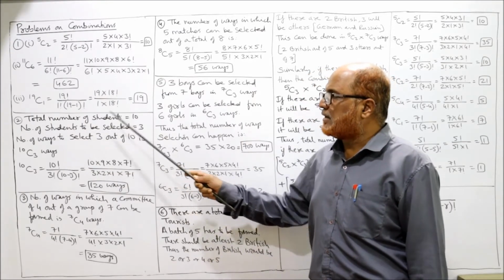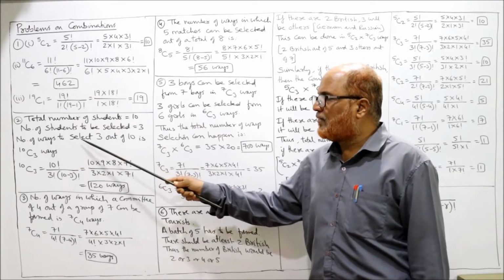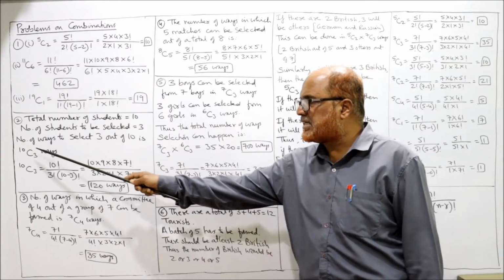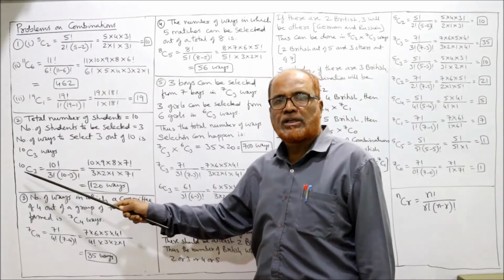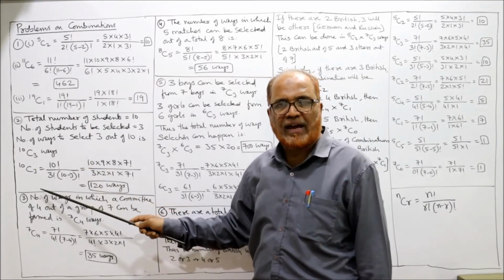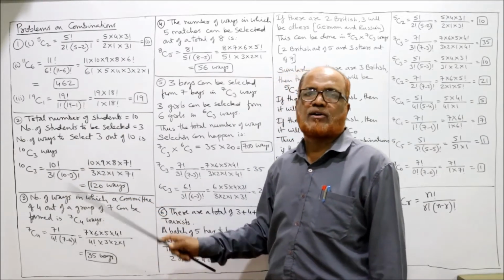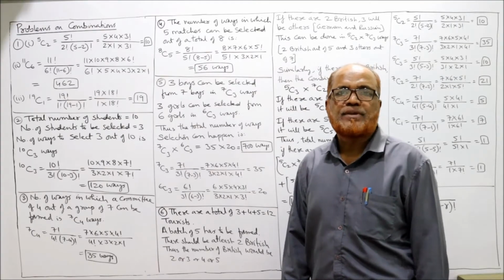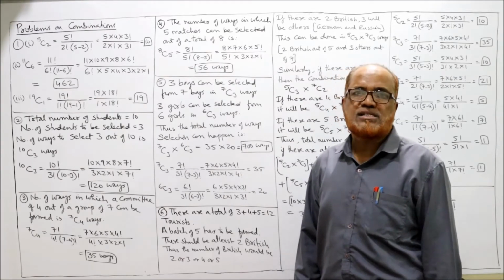Total number of students 10. Number of students to be selected 3. Number of ways to select 3 out of 10 is 10C3 ways. So 10 factorial divided by 3 factorial into 10 minus 3 factorial. So 10 minus 3, 7. So denominator is 7 factorial.